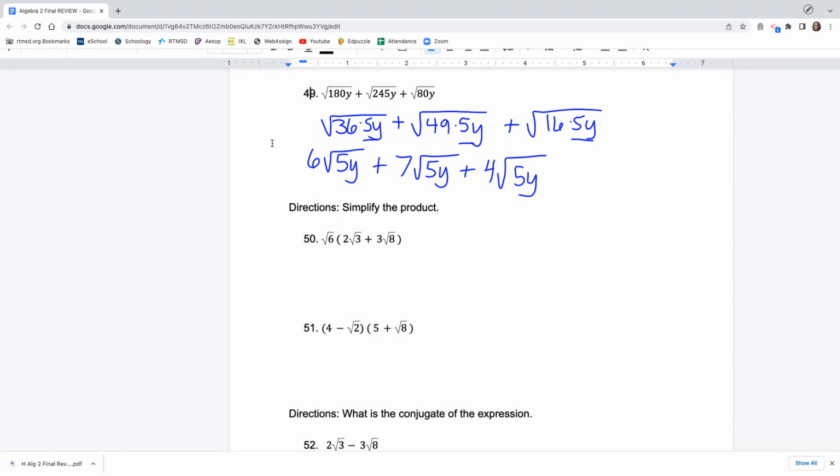They all have the same inside stuff, so you add them all together. 6 plus 7 plus 4, this is going to be 17 square root of 5y for that answer.